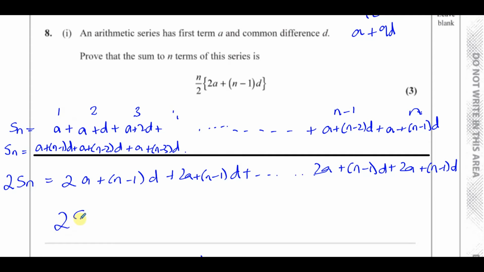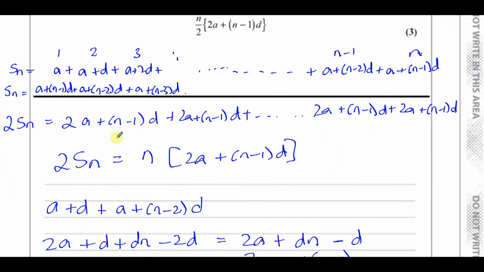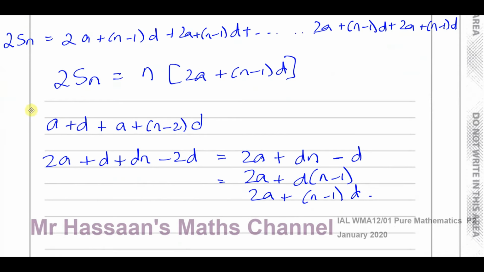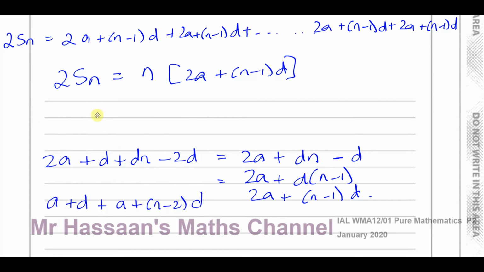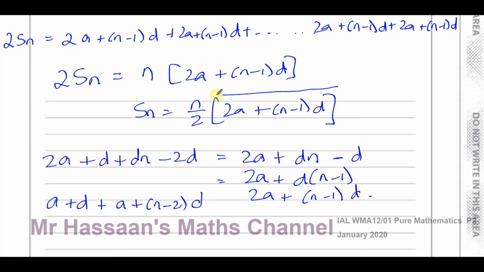So 2 times the sum of the first n terms will therefore be n times (2a plus (n minus 1) times d). And therefore, the sum of the first n terms is going to be a half of that, because you've got to divide by 2. So let me just get rid of this. Alright, so the sum of the first n terms, therefore, is going to be n over 2 times (2a plus (n minus 1) times d). And we've proved this formula. This formula is actually given to you in the formula book. Okay, we've proved this formula, and that's that.